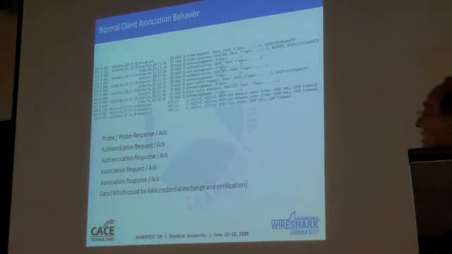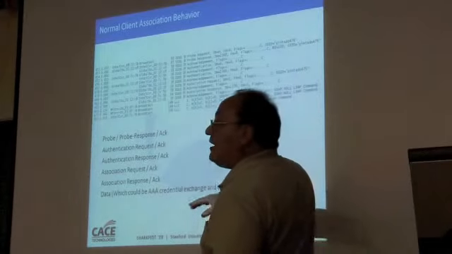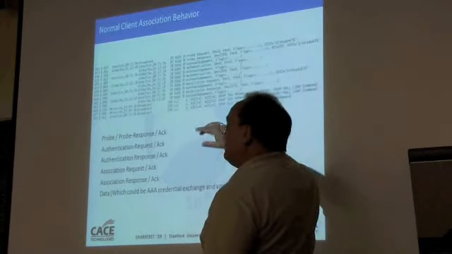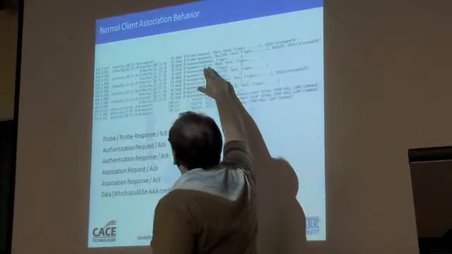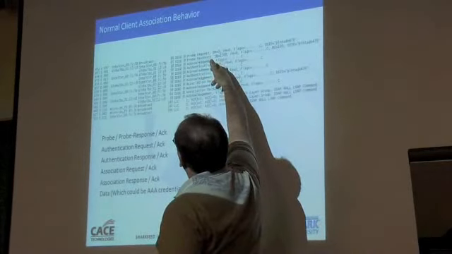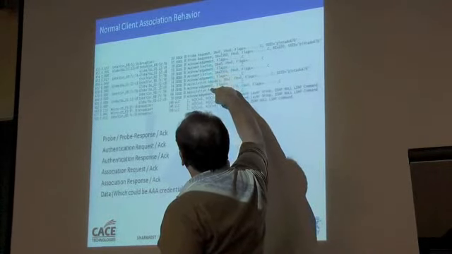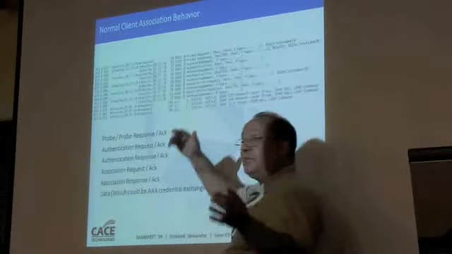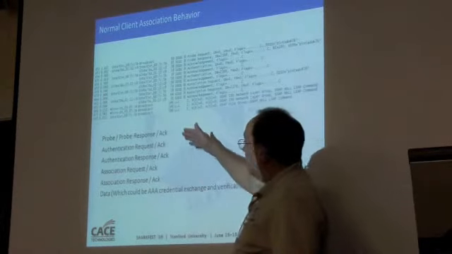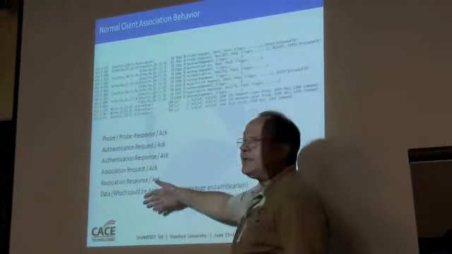All right. So I go to look for normal behavior. I go to look for the behavior. There we go. Probe request, probe response, acknowledge, authenticate, associate, and then some data. Yep, that looks normal to me. Probe, authenticate, associate, and some data.